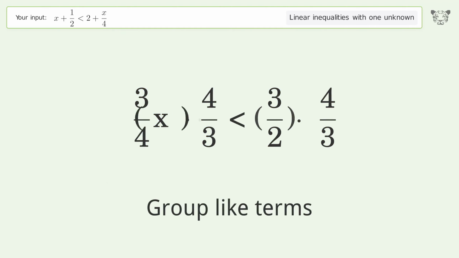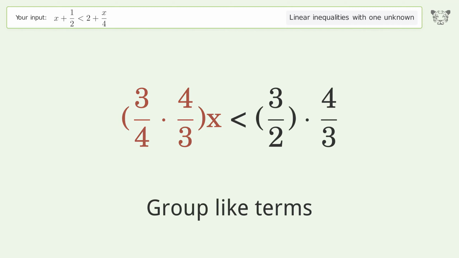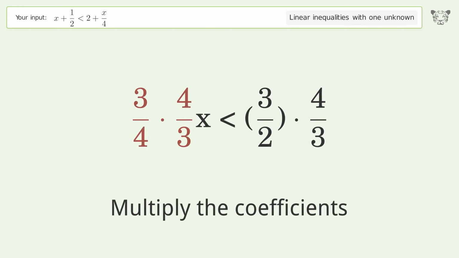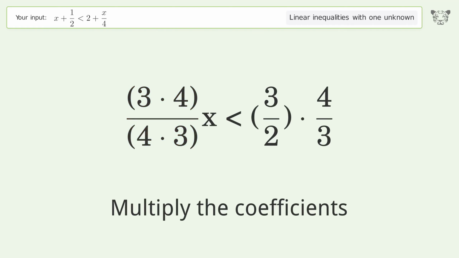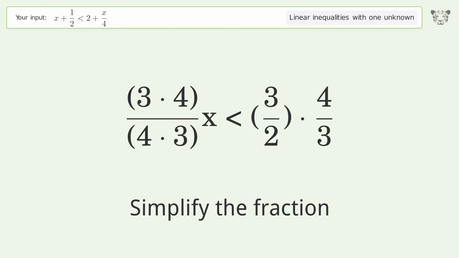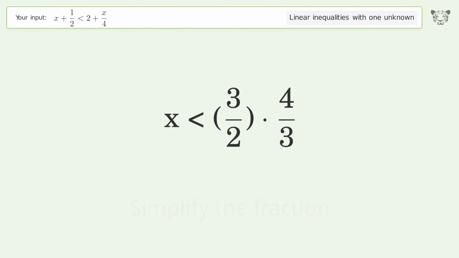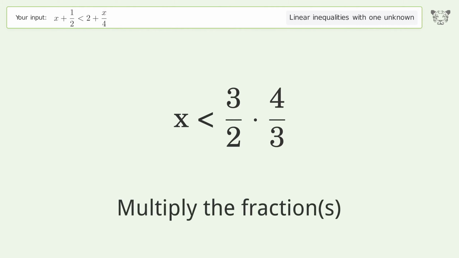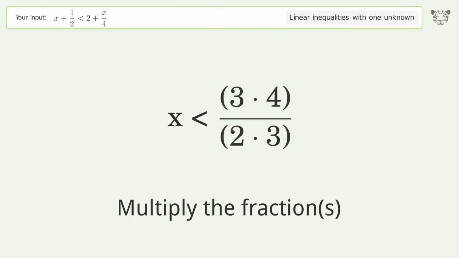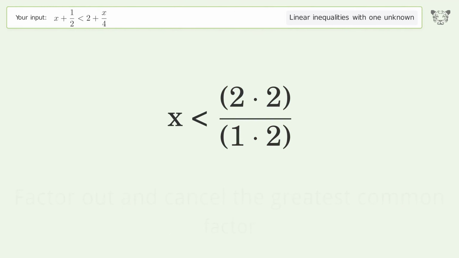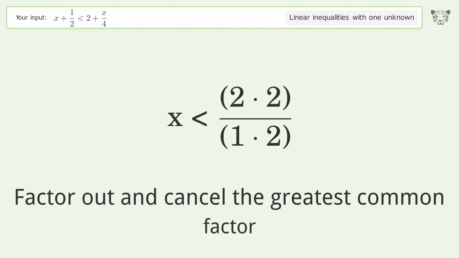Group like terms. Multiply the coefficients. Simplify the fraction. Multiply the fractions. Find the greatest common factor of the numerator and denominator. Factor out and cancel the greatest common factor.